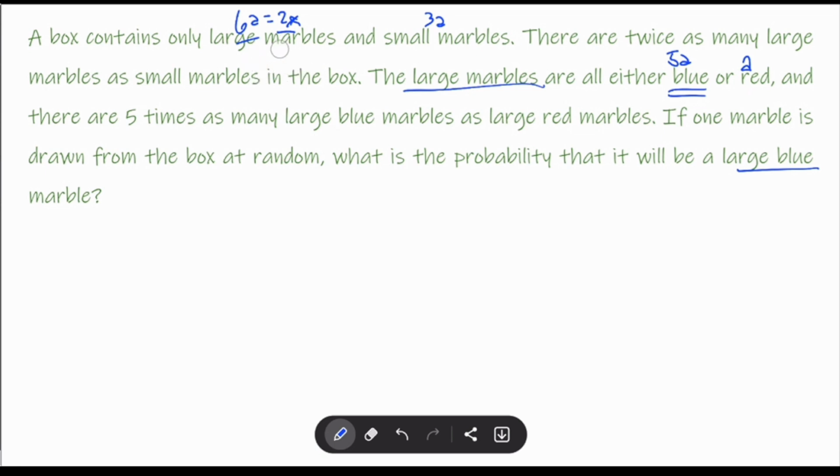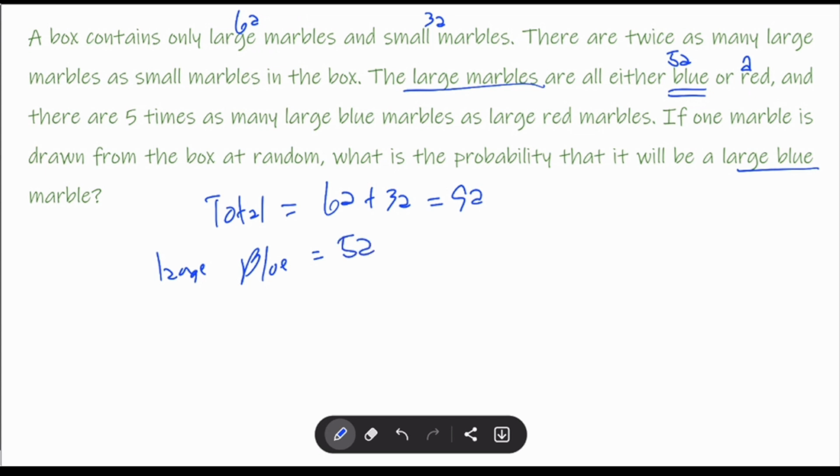Alright, so let's remove that and leave it as 6A and 3A. The total marbles in the box is 6A, which is the large marbles, plus 3A, which is the number of small marbles. That's 9A in all. And the number of large blue is 5A. So the probability now is 5A out of the total 9A. We can cancel out the A, so this will be 5 over 9. So the chance of picking a blue marble from the box will be 5/9.